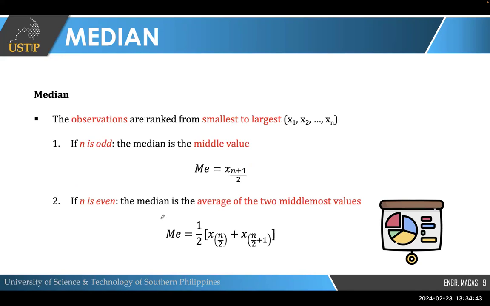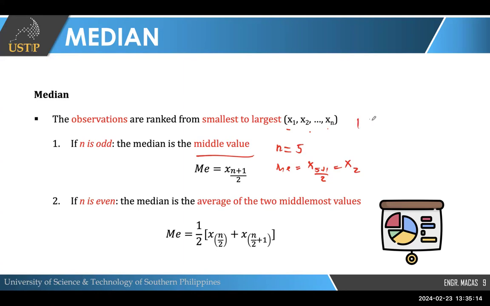Okay, so what are you going to do to get the median? First, you rank the observations from the smallest to largest. Okay, x sub 1, x sub 2, till x sub n. And then if n is odd, meaning the number of observations is odd, your median is the middle value. For example, you have 5 observations. Okay, just 5 in total. So your median will be x sub n plus 1 over 2. So that is x sub 5 plus 1 over 2. So that will be x sub 3.